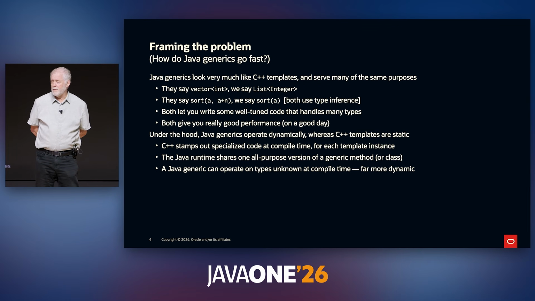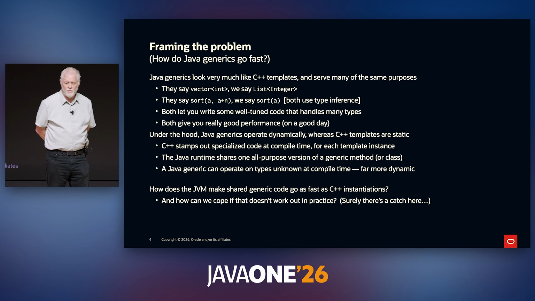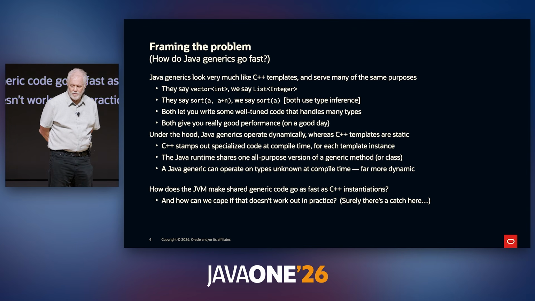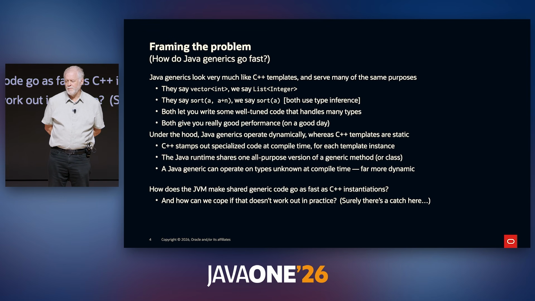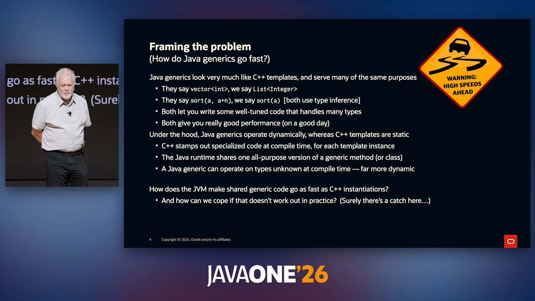But we can operate on types that are completely unknown, that were even unknown before the application started. So how do we make it work? And maybe there's a catch. Maybe it doesn't always work. What happens then? So I'm going to try to go faster.